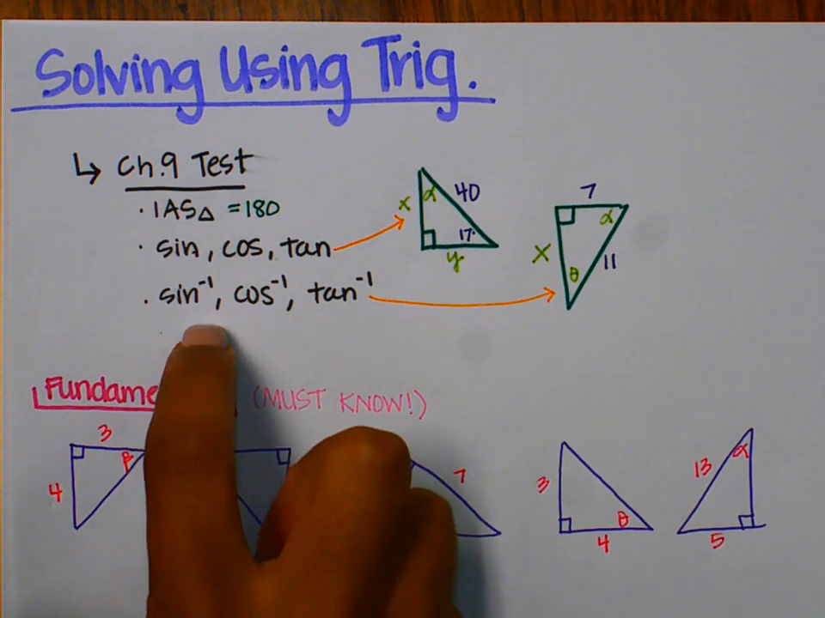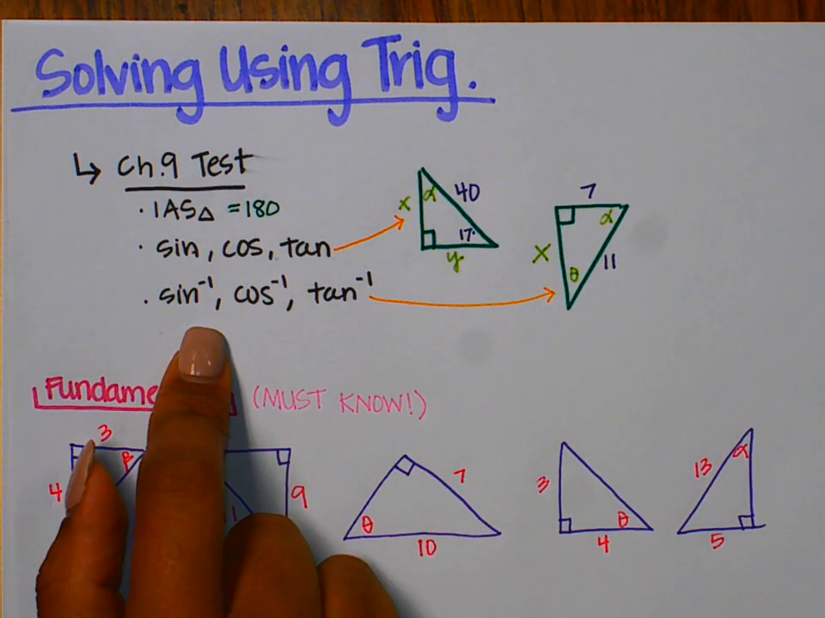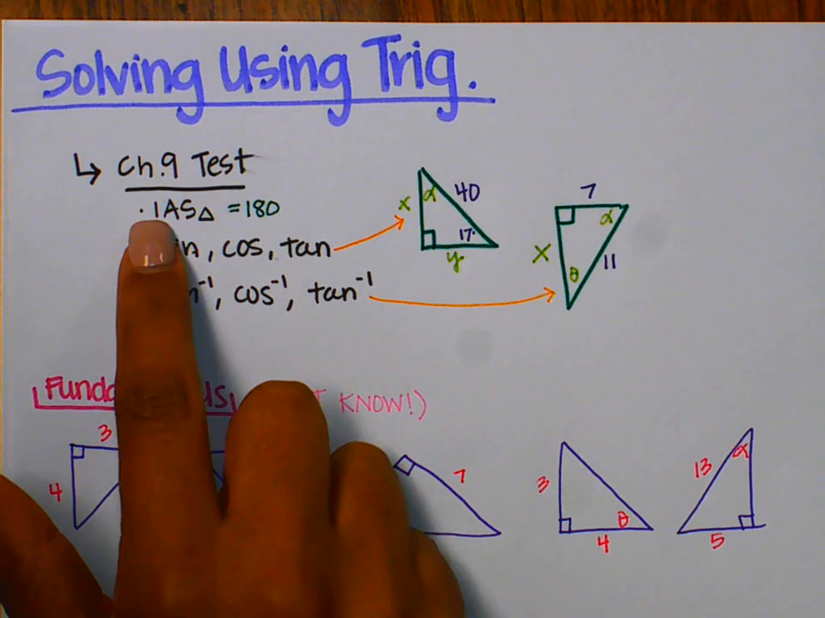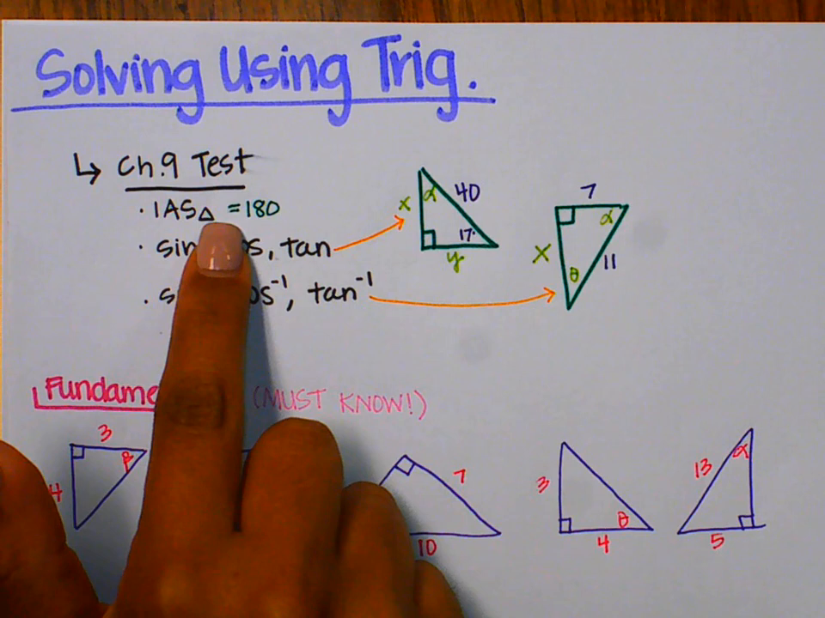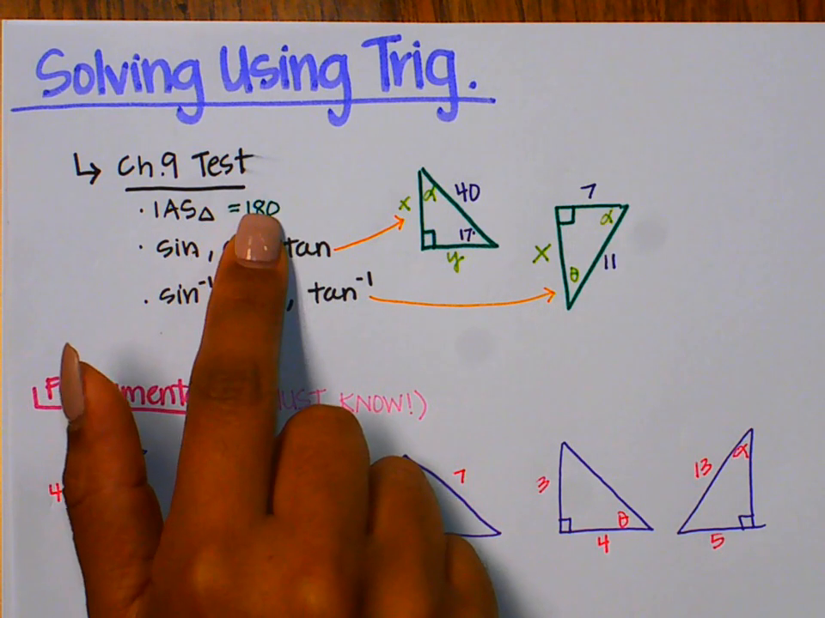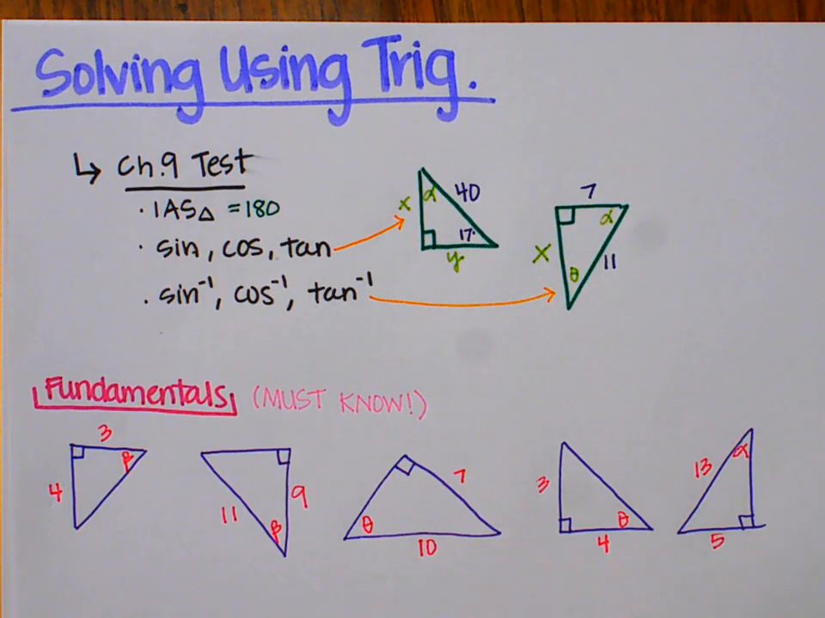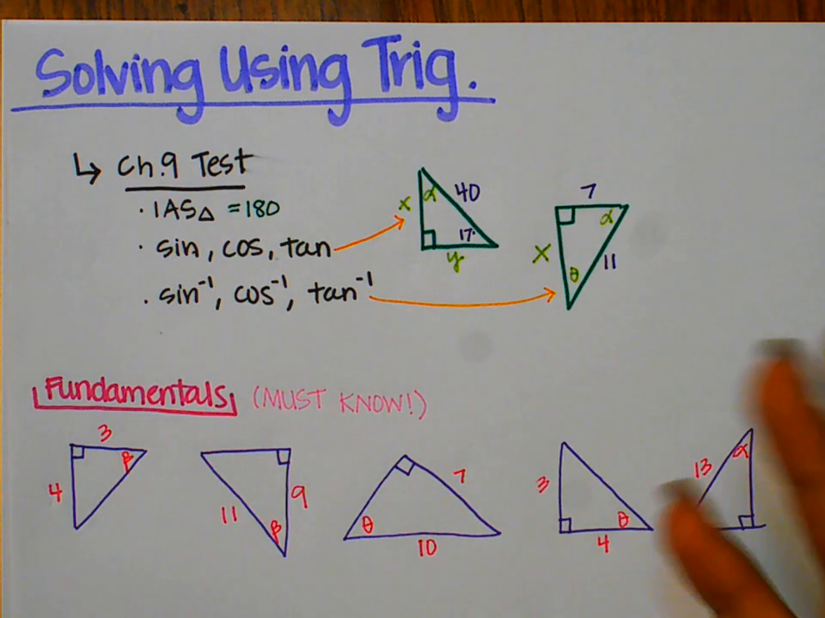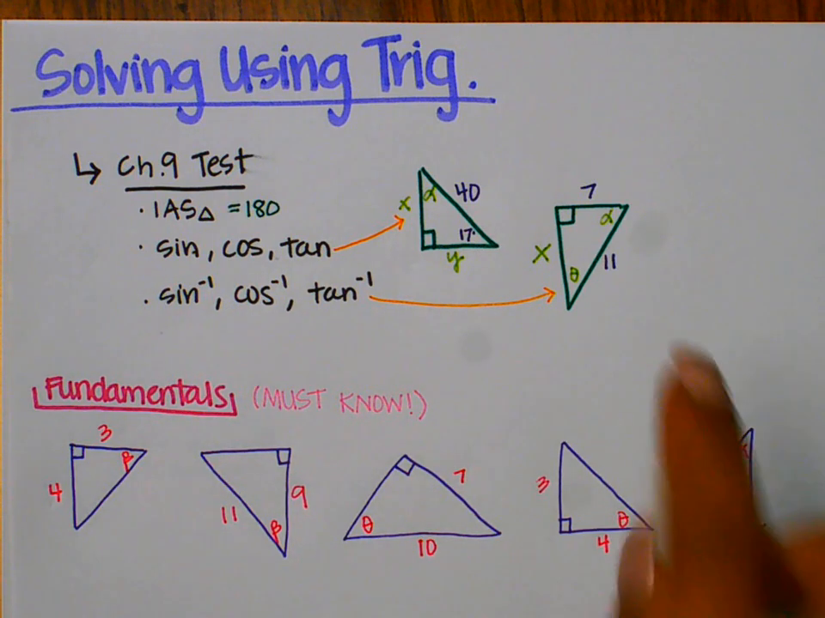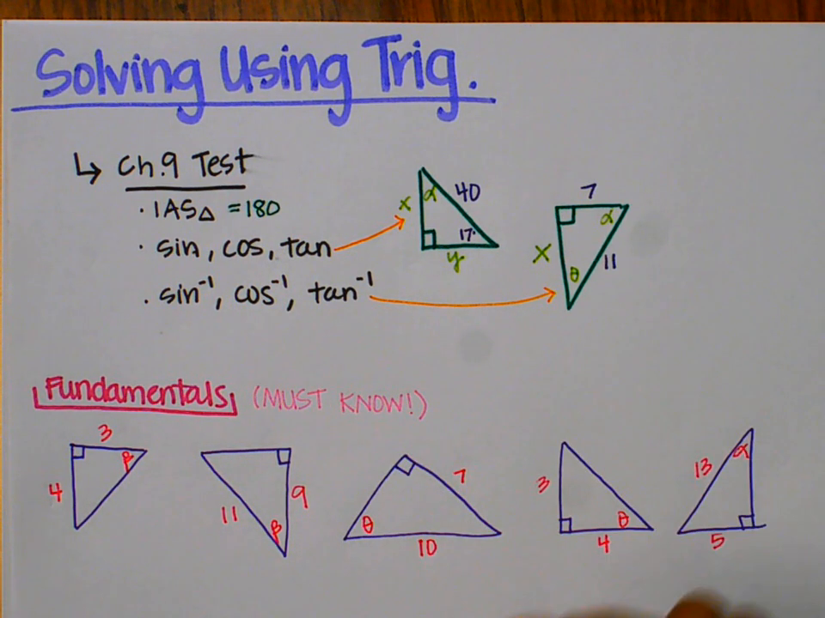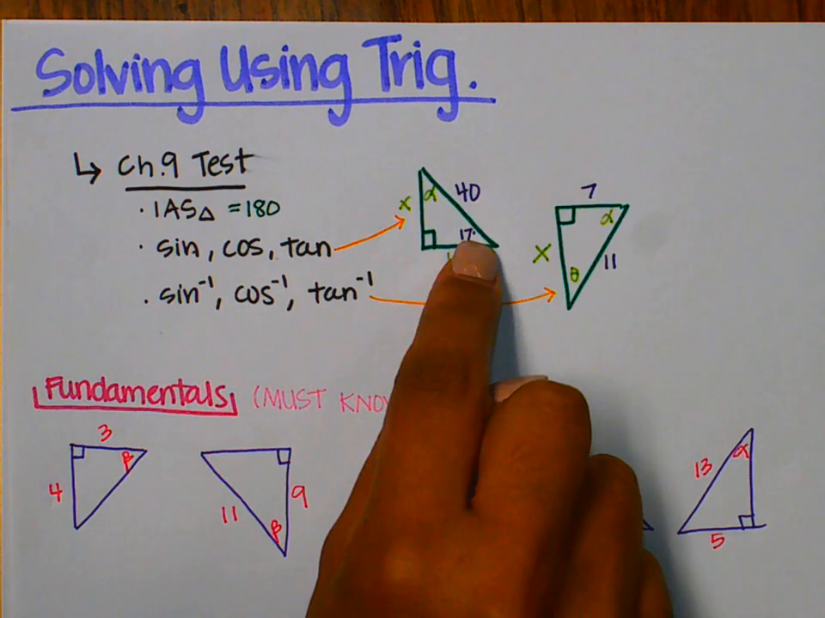The top three things that we're going to focus on for this video and this test is the interior angle sum of a triangle. So IAS, interior angle sum of a triangle, is always 180, and that applies to any triangle of any shape. And that means a right, an isosceles, an obtuse, whatever kind of triangle you have, the angles on the inside will always equal 180.